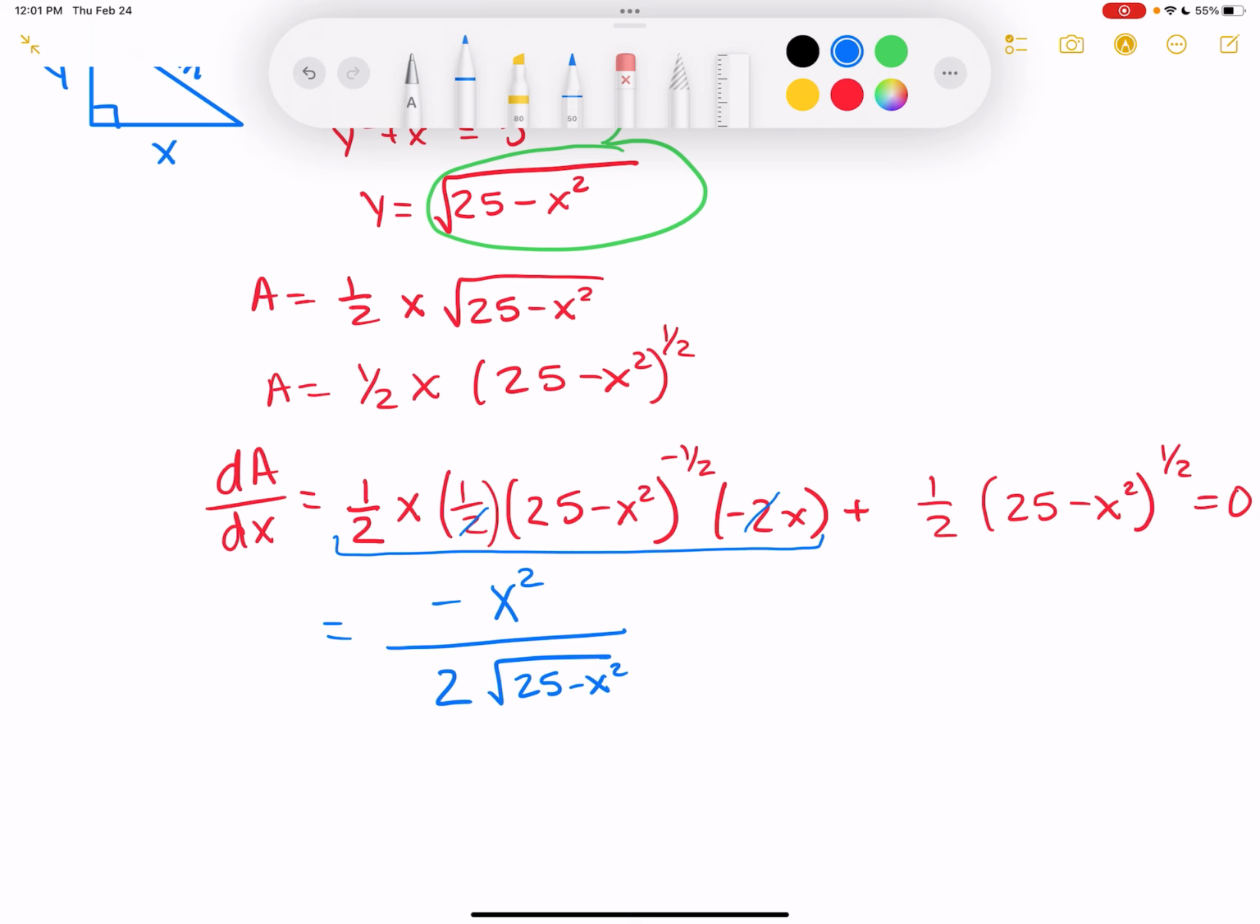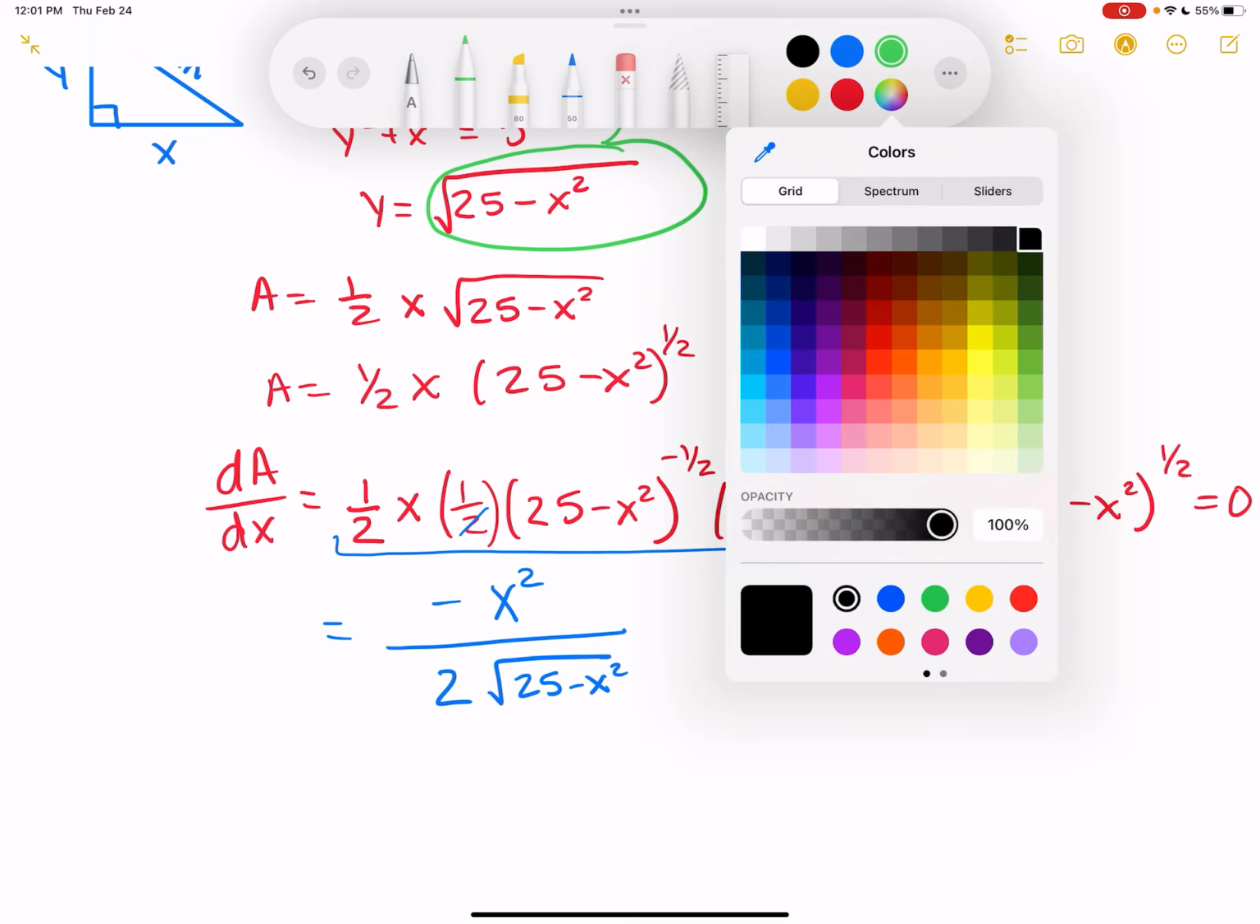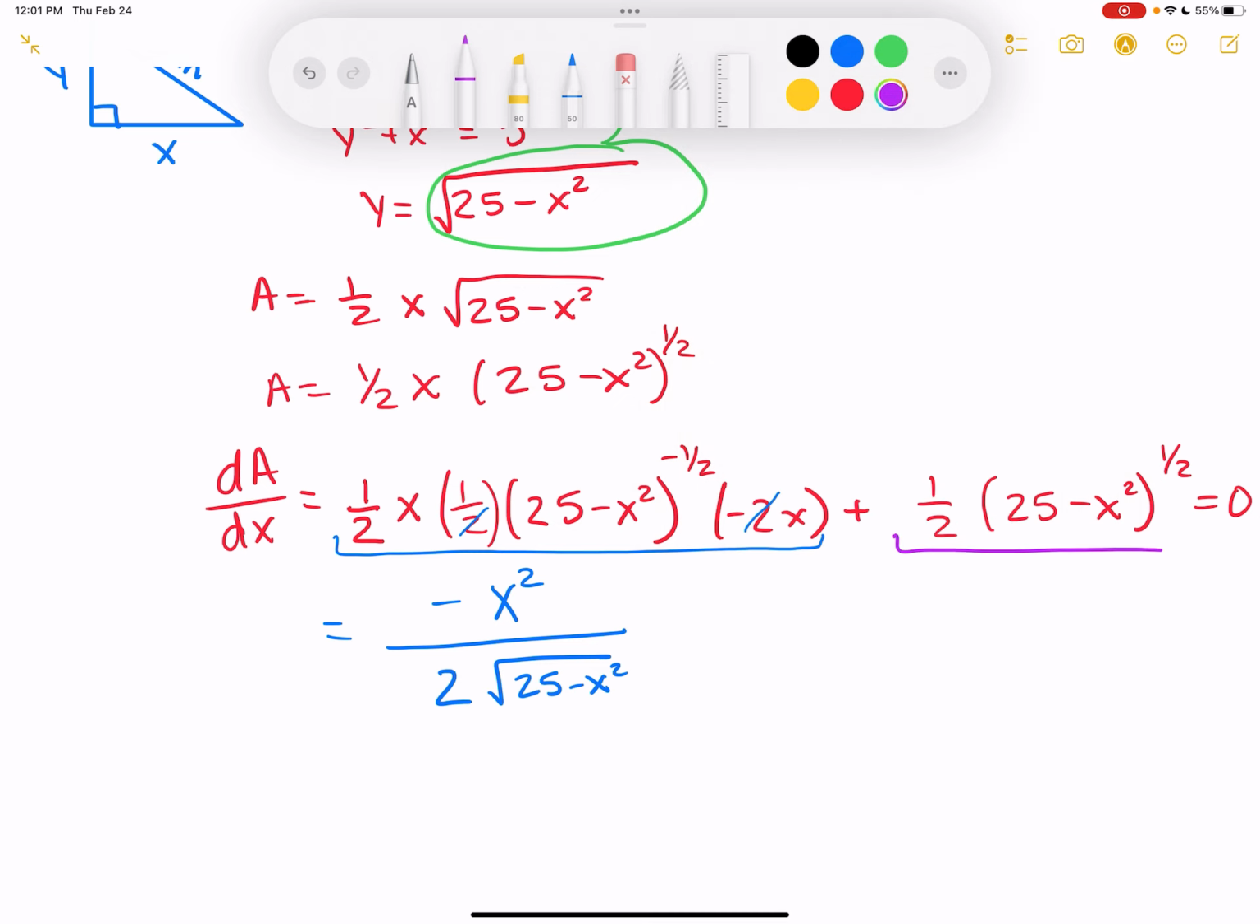And then, find another one, purple. For this piece, I'm going to have this staying on top and just the 2 on the bottom. So I'm going to have the square root of 25 minus x squared all over 2. And this whole thing is equal to 0.